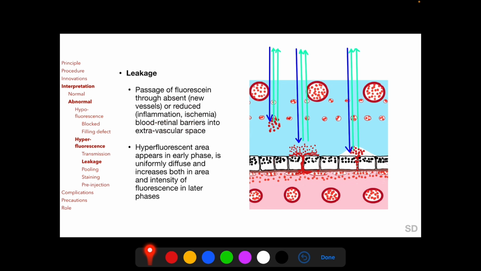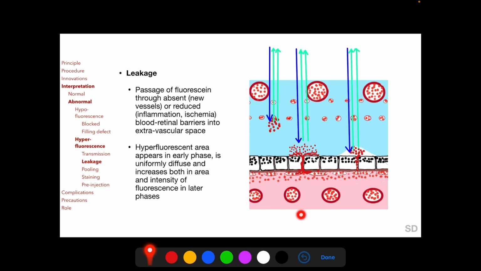Blood retinal barrier is absent in new vessels and is defective in inflamed and ischemic areas. And the hyperfluorescent zone in leakage appears in early phase of the angiogram, is uniformly diffuse, and increases both in area and intensity from the early phase to the late phase of the angiogram.